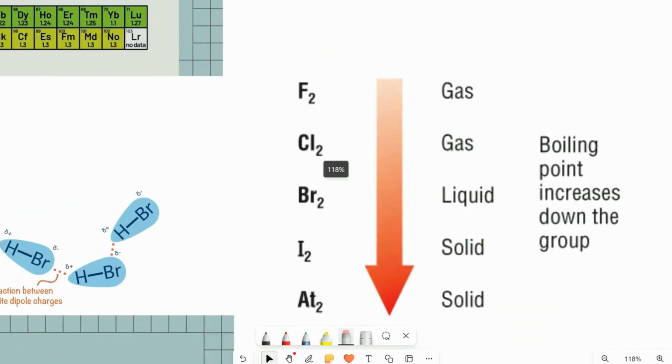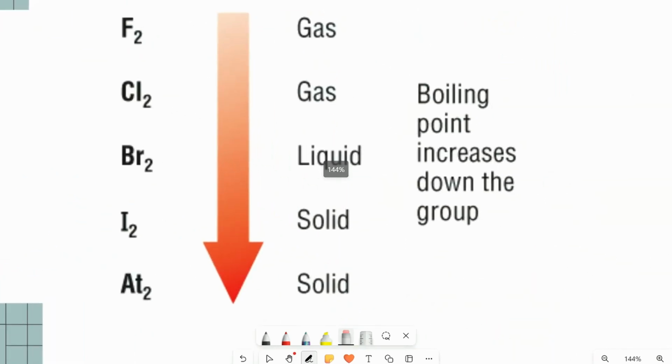So where you will see the most impact of London dispersion forces is probably in group 17, the halogens. You can see here fluorine, chlorine. So this is going down group 17 or group 7. You can see fluorine is a gas at room temperature, and iodine here is a solid. This is simply due to the fact that iodine has more electrons. So more electrons, more London dispersion forces.